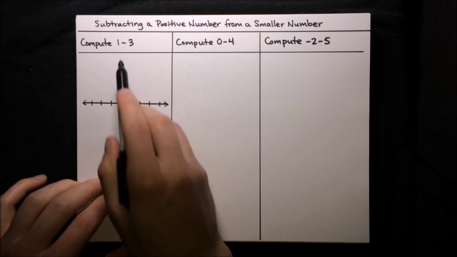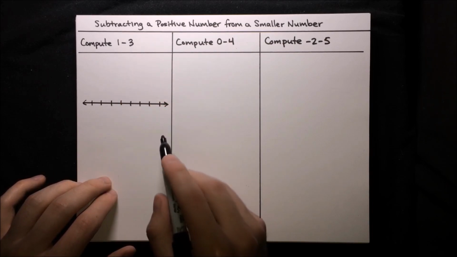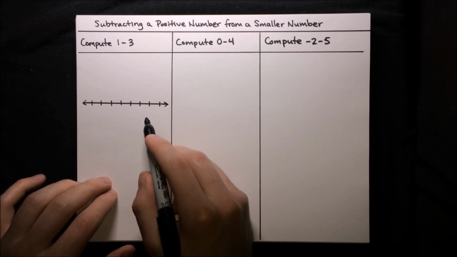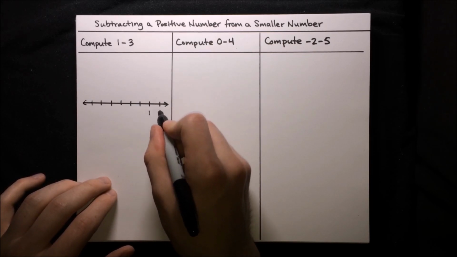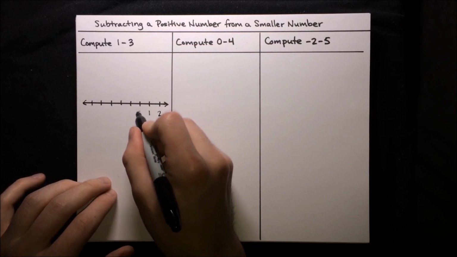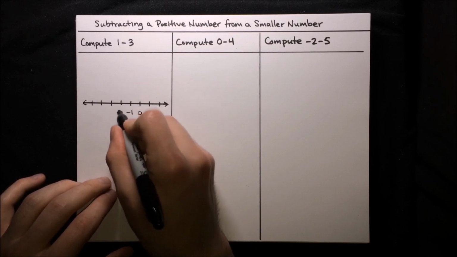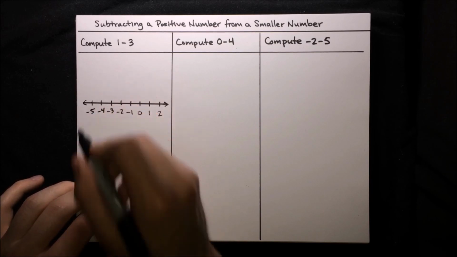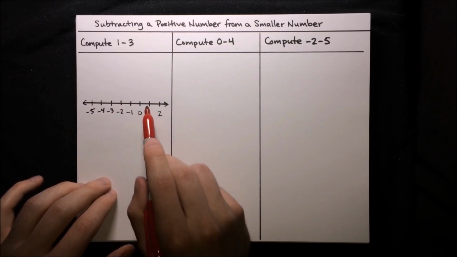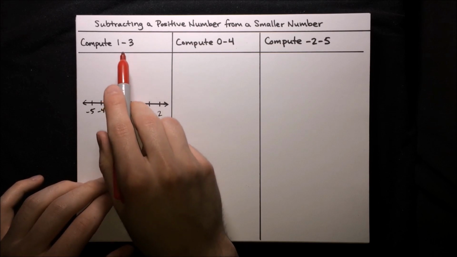So our starting number 1, the first number, should go somewhere on the right. So why don't we label this one as 1? So that tick mark can be 1. Then we've got 2 to the right, and then count down 1, 0, negative 1, negative 2, negative 3, negative 4, negative 5. Okay, so now that we've got our number line, it's time to actually compute this result.